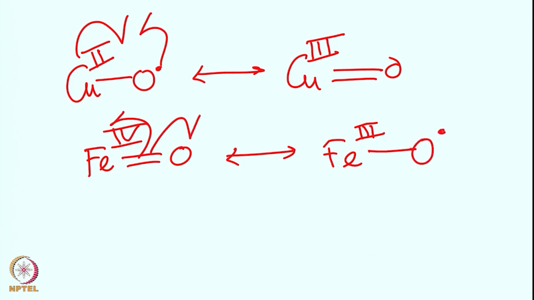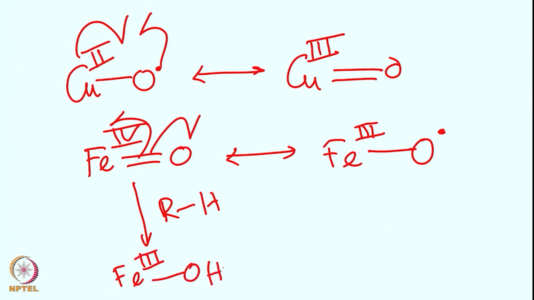Now, as you have seen in the last slide, this iron 4 oxo was reacting with RH, okay, to give you what? To give you iron 3 OH. How is that happening? Because this iron 4 oxo is nothing but iron 3 O dot, and if you are giving RH to this, it is forming R dot, this is forming H dot, and these two bond.